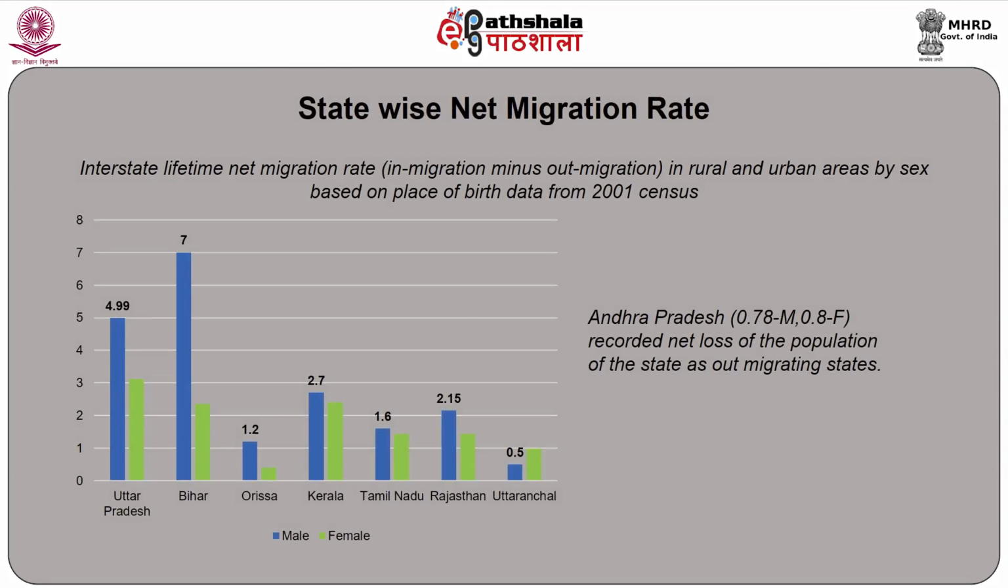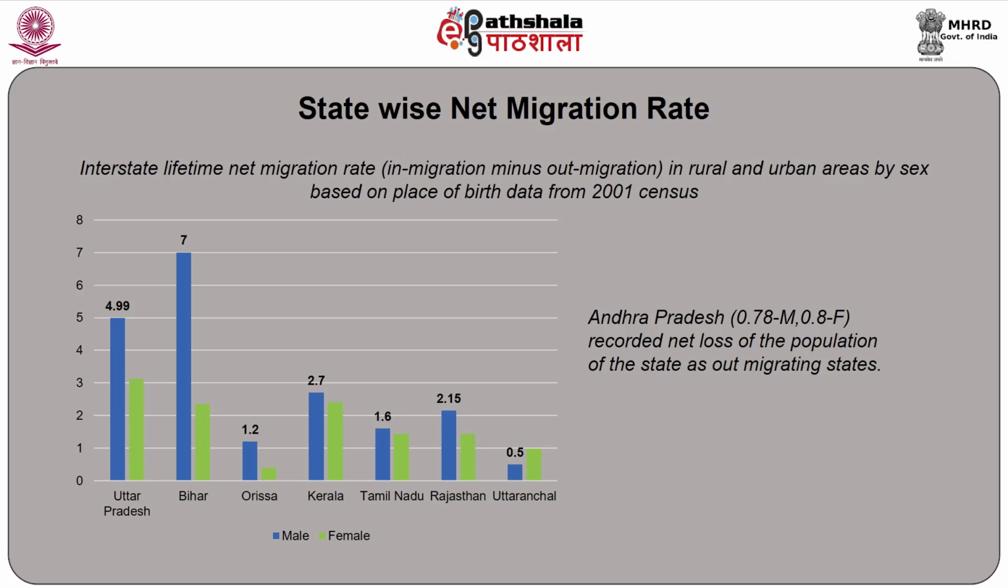When we talk about the flow of migration, the state-wise net migration rate is an important indicator, and when we analyze the data, it shows a very clear pattern. For instance, the interstate lifetime net migration rate, that is in-migration minus out-migration, by rural and urban areas, categorized separately by sex based on the place of birth data from the 2001 census, gives very clear-cut variations across the states.